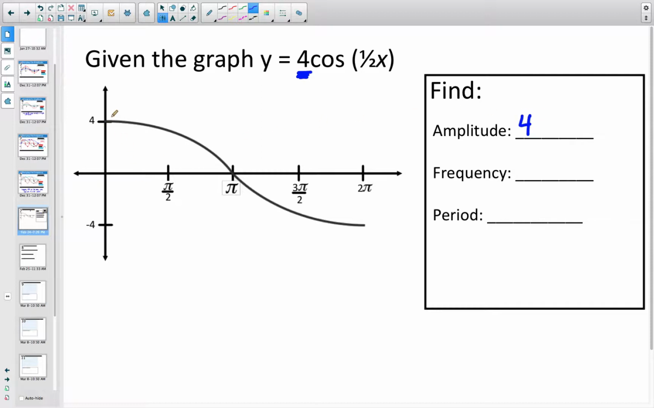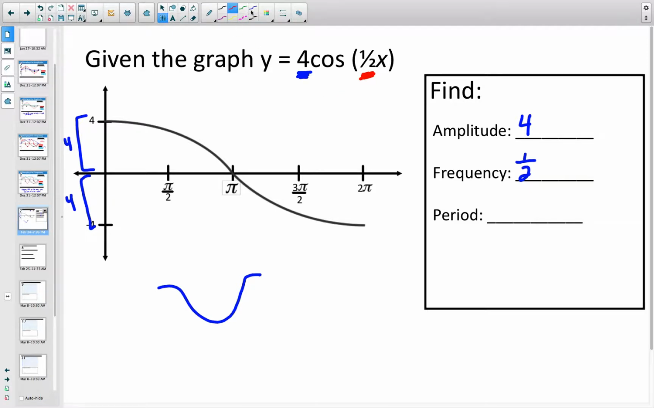If we use the graph, we look to see the distance from the midline to our highest point, or from the midline to the lowest point. So it's 4. Or if we went this way to the lowest point, it would be 4. Frequency is how many cycles we see of sine or cosine in a 2 pi interval. So here's 0, here's 2 pi. Well, this is a cosine curve, so a full cosine curve should look like this. Now, we're not really seeing that, we're only seeing half of it. So our frequency is a half. We could do it from the equation as well. It's the b value, number right there.